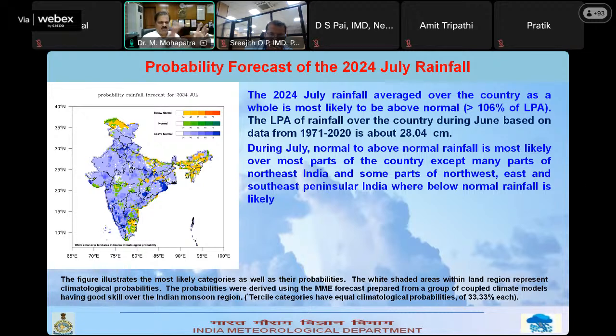So if I look at the distribution, the blue color or the deep blue or violet color indicates the above normal rainfall probability. Yellow color indicates below normal rainfall probability. Green color indicates normal rainfall probability. If you look at this map on the left hand side, you will find that most parts of the country are expected to get above normal rainfall activity, except the northeastern states, some parts of East UP and adjoining Bihar, some parts of Jharkhand, and southeast peninsula, Ladakh, where we can expect below normal rainfall activity.